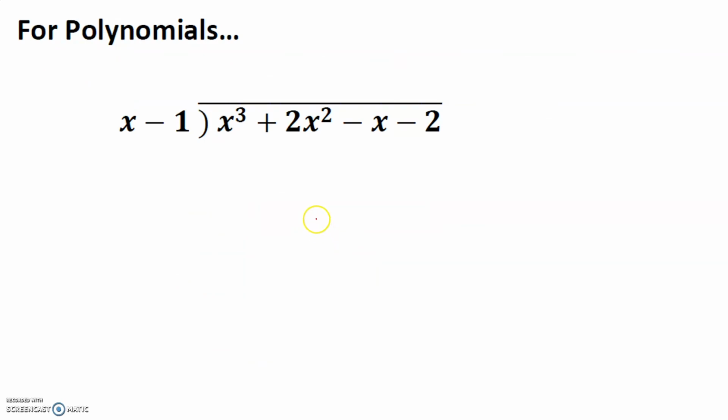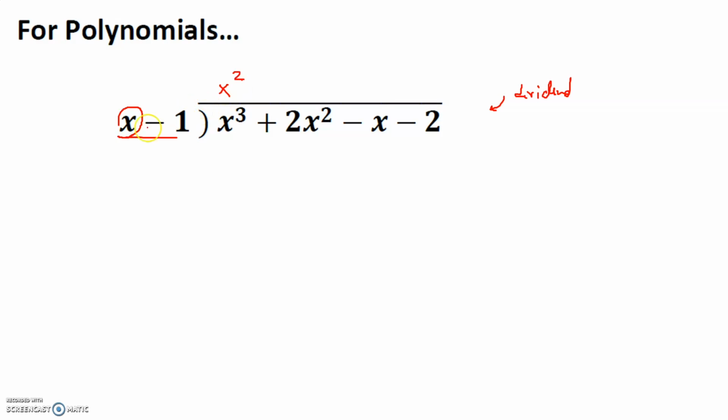So we're going to start out with an example of a polynomial here. We have our divisor of x minus 1 and our dividend of x cubed plus 2x squared minus x minus 2. Like I said, we're going to shift it slightly. I'm not going to say, how many times does x go into x cubed? I want to be thinking, what times x gives me x cubed? And that answer is x squared.